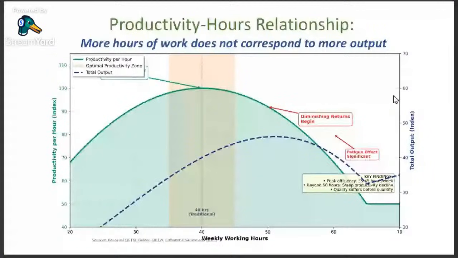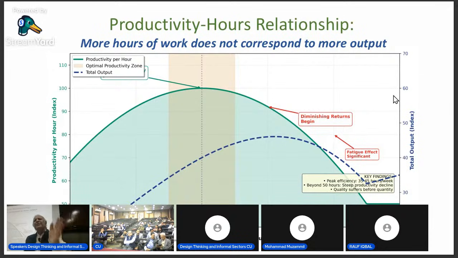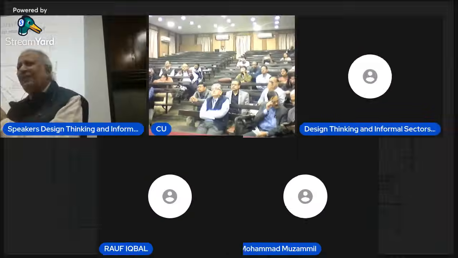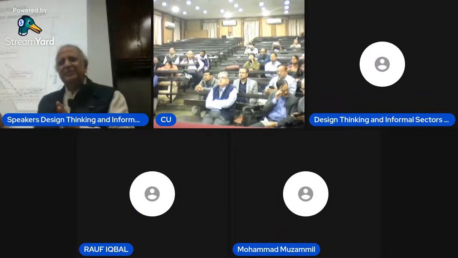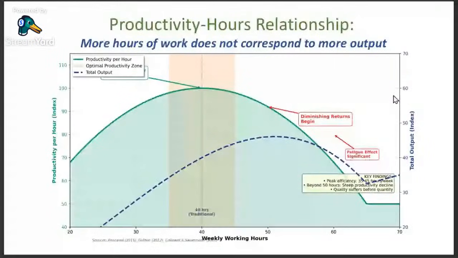It took me quite some time to prepare this graph. It is unique. If you do less work, you produce less. If you work more, you produce more. This graph clearly shows this. You have a critical zone.